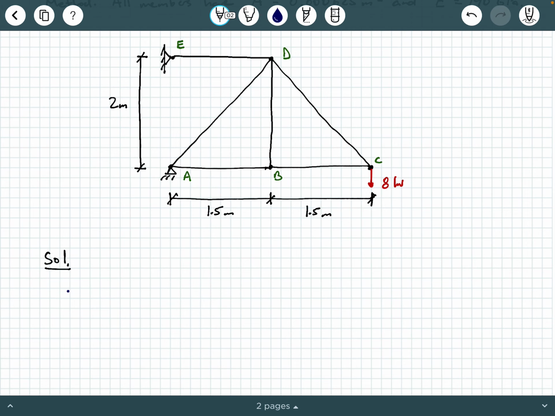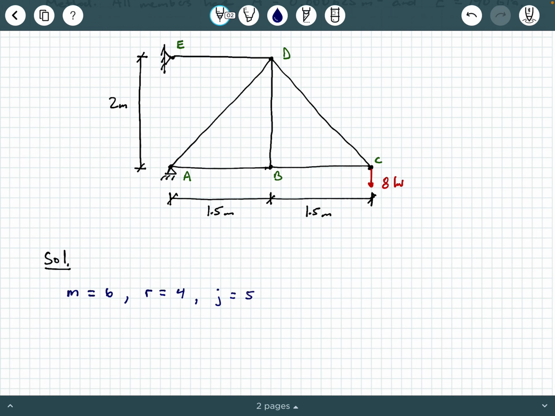So the first thing to check for the determinacy is the number of members. We have 1, 2, 3, 4, 5, 6 members, so M equals 6. Then the number of reactions: we have 4 reactions because we have an external pin at A and at E, which generates 4 external support reactions. And how many joints do we have? We count the joints: 1, 2, 3, 4, 5 joints.